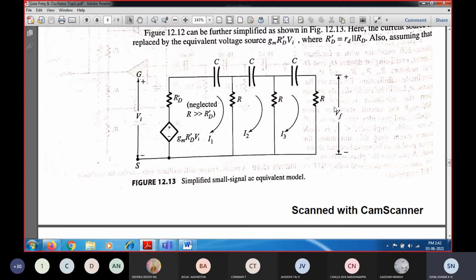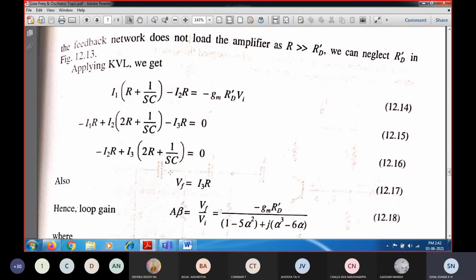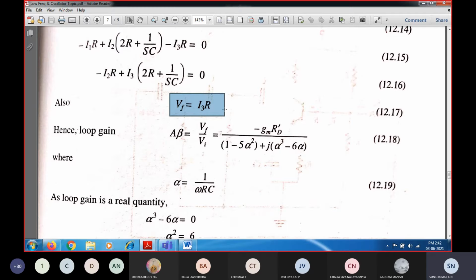And also we know that the feedback voltage which is fed back to the input, to the gate of the FET, will be equal to the feedback voltage Vf, which is nothing but I3 into R. And now we need to find out the loop gain. So I'm going to write the loop gain as A into beta. So in which we can see the feedback voltage will be equal to what? This feedback voltage relative to the input is nothing but the loop gain. So how much is the gain?